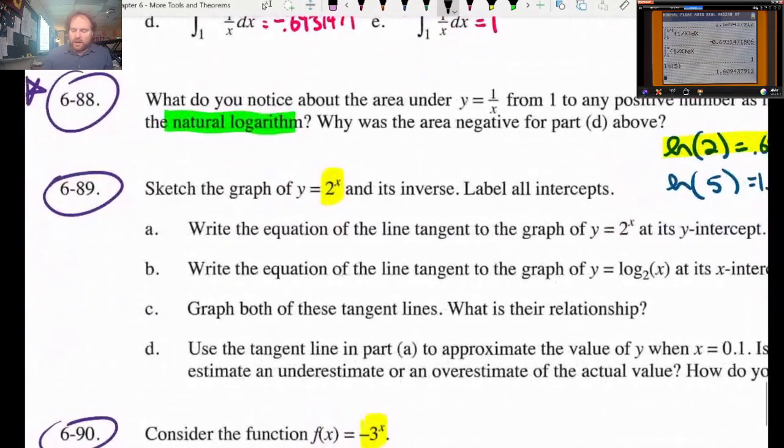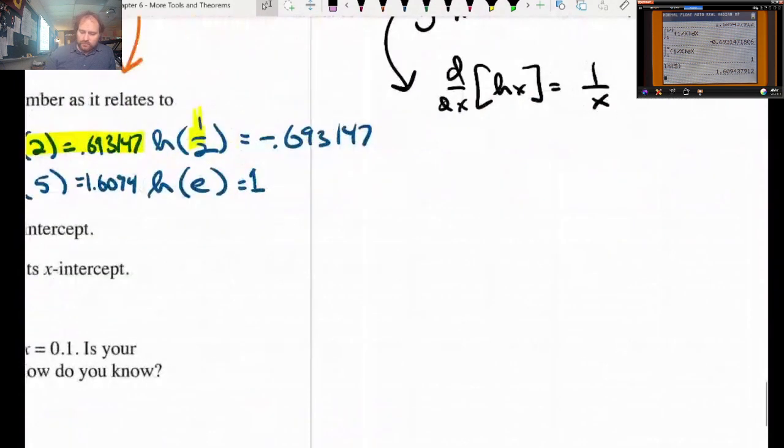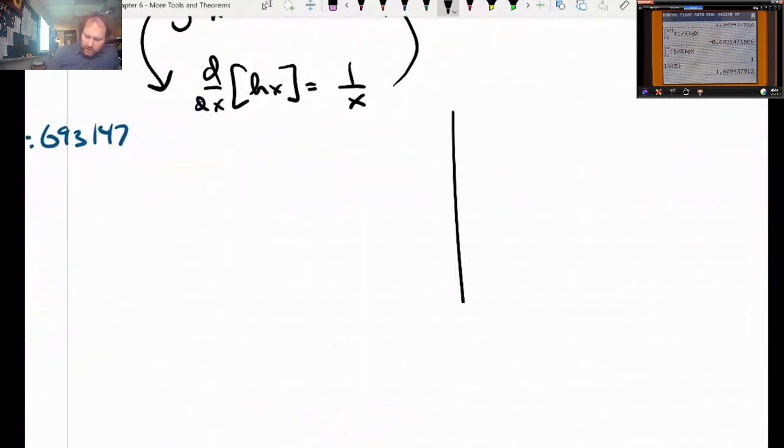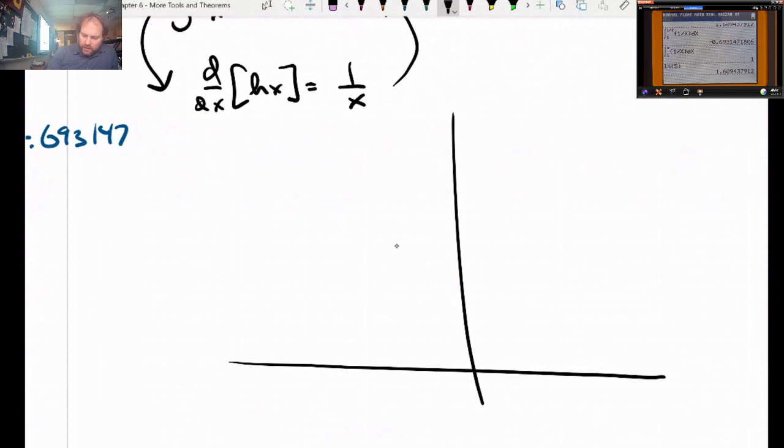Let's think about our exponential equations and their derivatives for problem 689. We're also going to set up for the idea of inverses. So let's go ahead and think about the graph of y equals 2 to the x and its inverse. Let's sketch really quick a graph of y equals 2 to the x. It starts at 0, and 2 to the 0 power is 1. 2 to the first power is 2. 2 to the second power is going to be 4. And from there, it's going to be exponential and curve up forever.